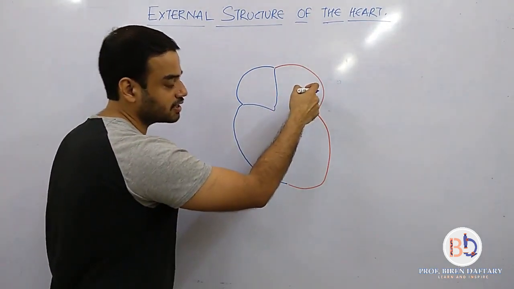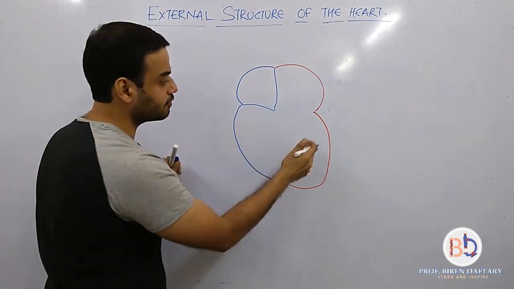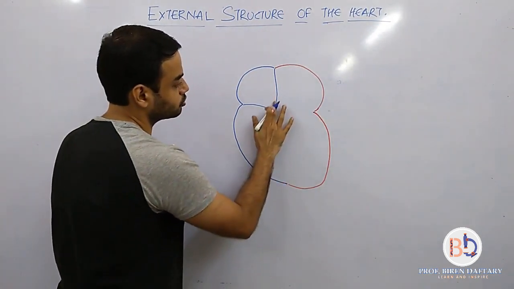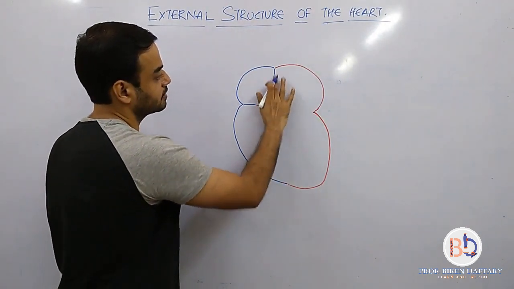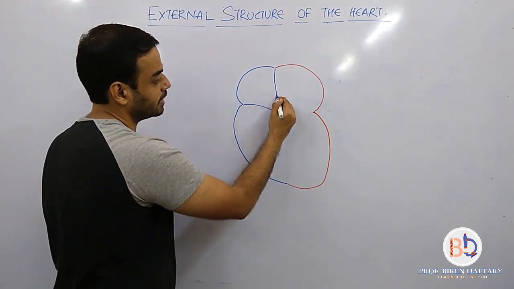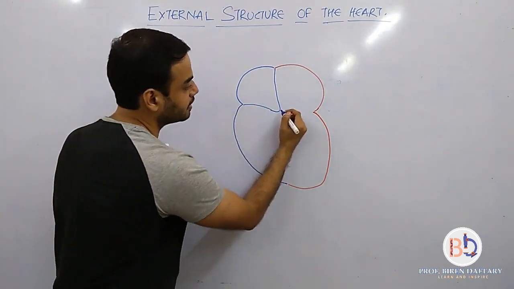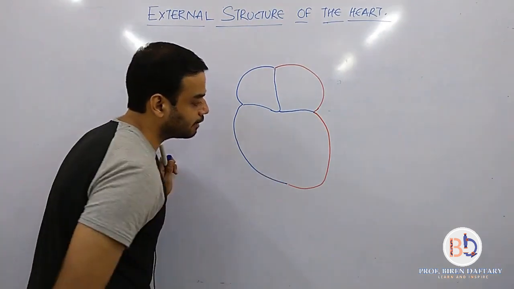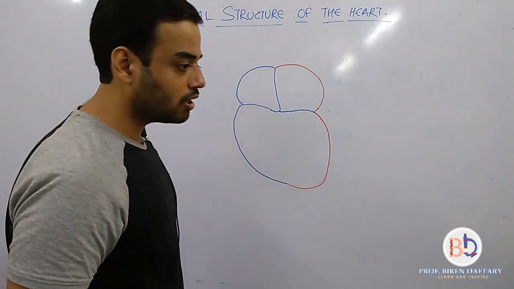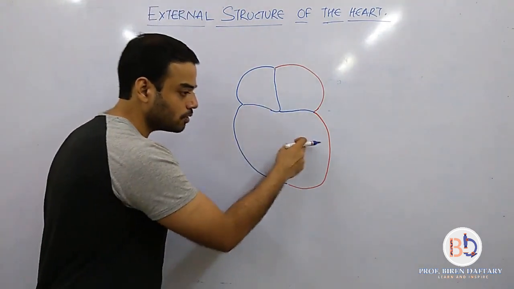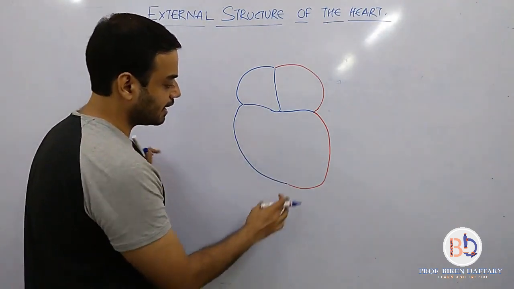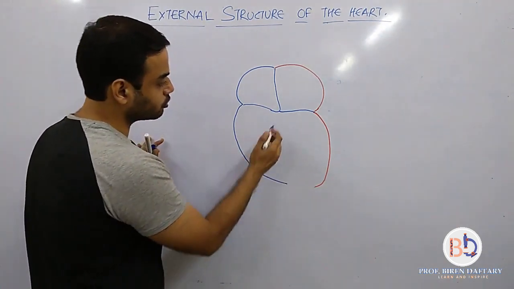Similarly, between the left atrium and the left ventricle, the wall will be like this. The wall actually goes like this. It's slightly tilted towards the left side, and this is the wall. And finally, you have the wall between both the ventricles. And again that wall is going to be like this.